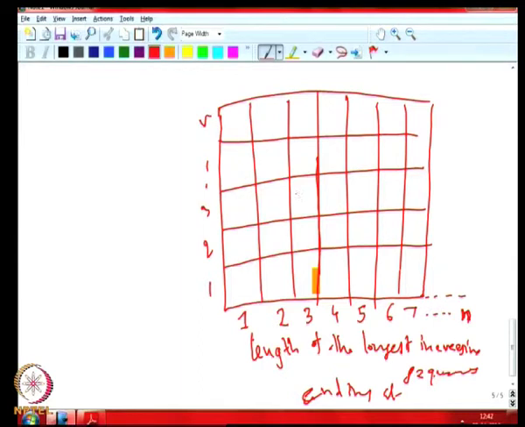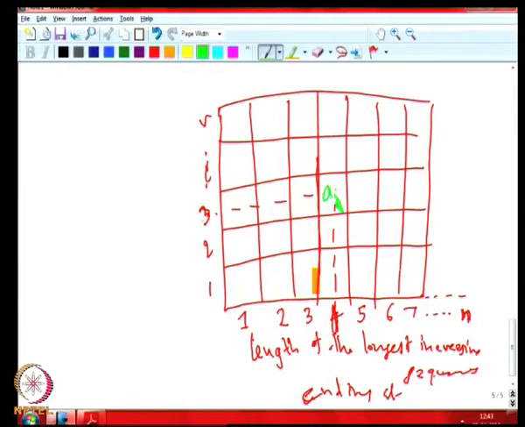So in the ij-th square, this is i and this is, say, j. You can put maybe 3, 4 in this square. We will identify this square, and we will write a j here if the longest increasing sequence coming from the left and ending at a j is 4, and the longest decreasing sequence starting at a j and going towards the right is 3.